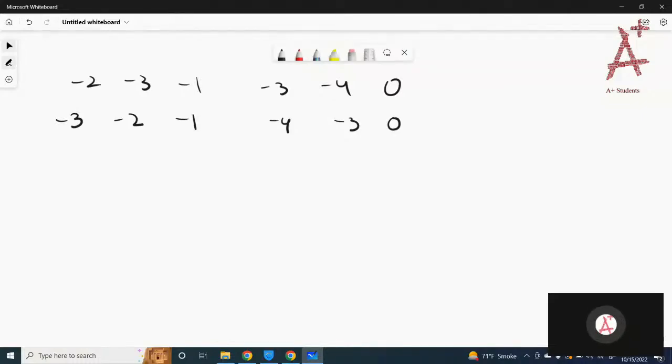Okay, the next one is which word makes the statement true? 5 and -3, is it greater than or less than? Positive numbers are always greater than the negative number. So 5 is greater than -3. Got it?